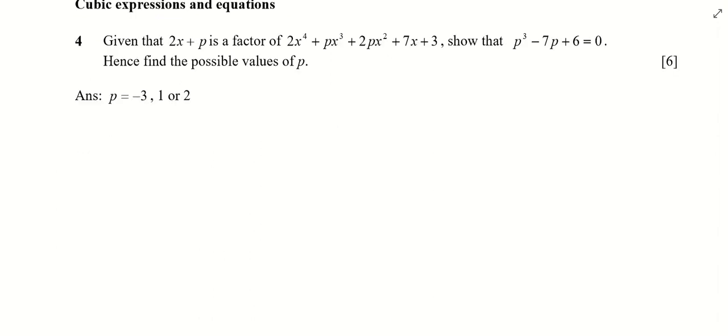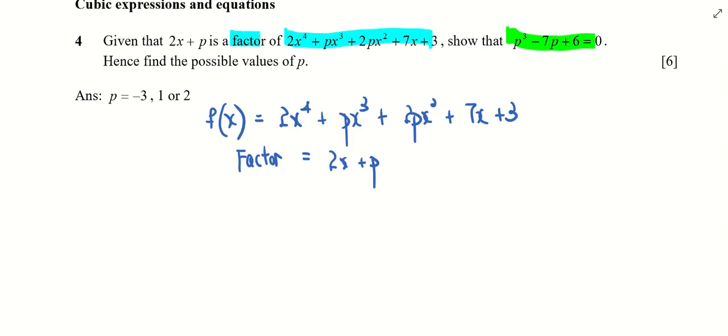Upon reading the question, the keywords are factor of this particular polynomial. Based on that, we are supposed to show another polynomial of this form. First, since it is a factor, we make use of factor theorem. But before that, I need to denote my polynomial.